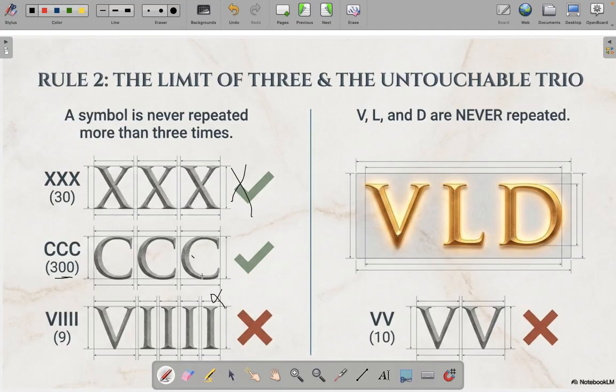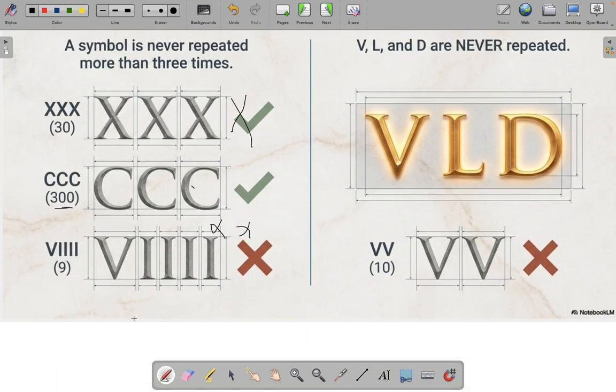Because IX is 9. Here X is 10 and I is 1, so X minus 1 is 9. So here the second rule is being violated, because we are repeating I 4 times. So this is not the correct way of representing it. For 9, there are multiple ways in Roman numerals to represent this, and only this one is correct, because the others are going to violate one rule or another. This one is not going to violate any of the rules.